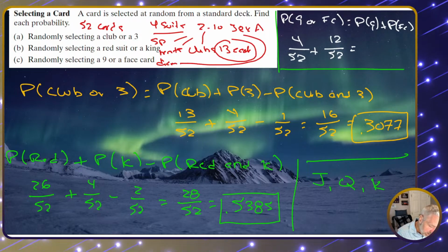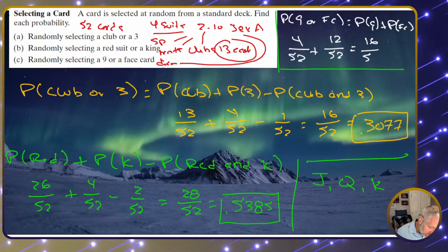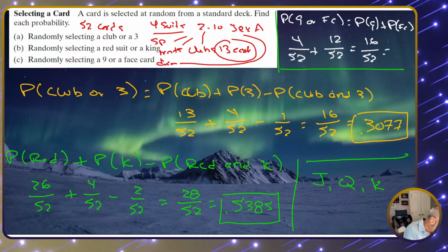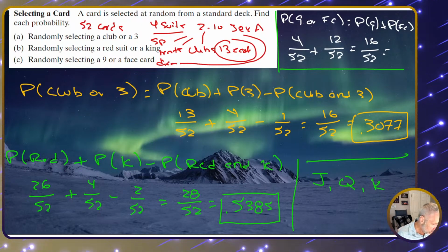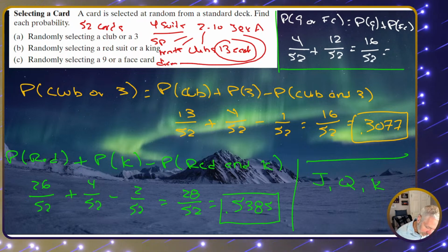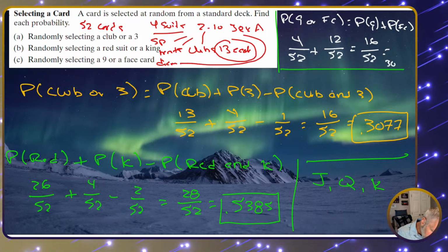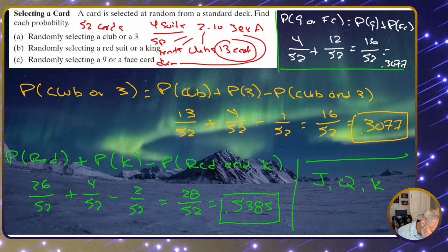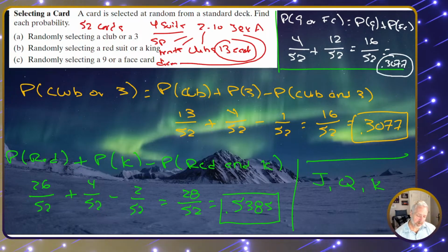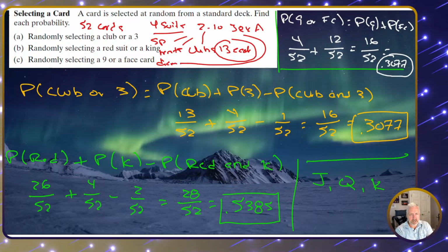So you've got 16 over 52, which is accurately 0.3077. I did that already. It's right there below. So 0.3077. About 31%.